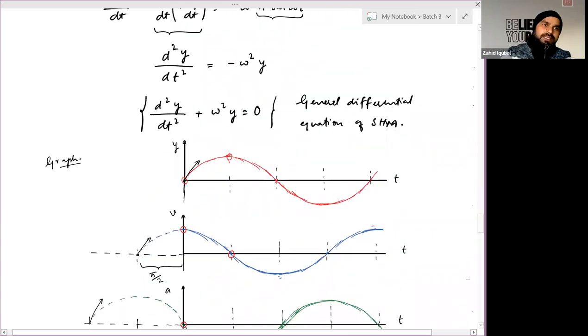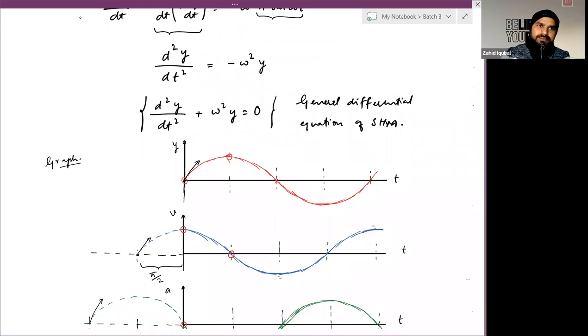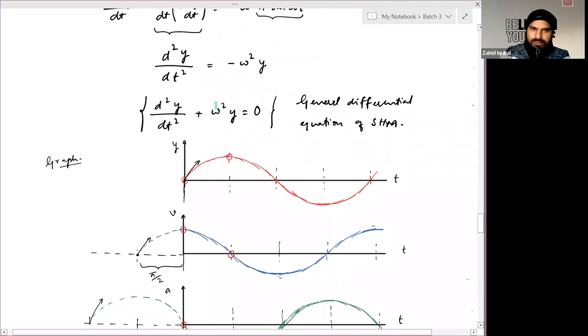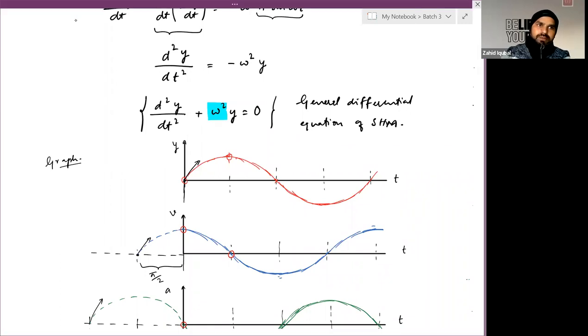This is the general differential equation of SHM. For displacement, the coefficient of displacement is omega square. So we can compare this expression with that part.